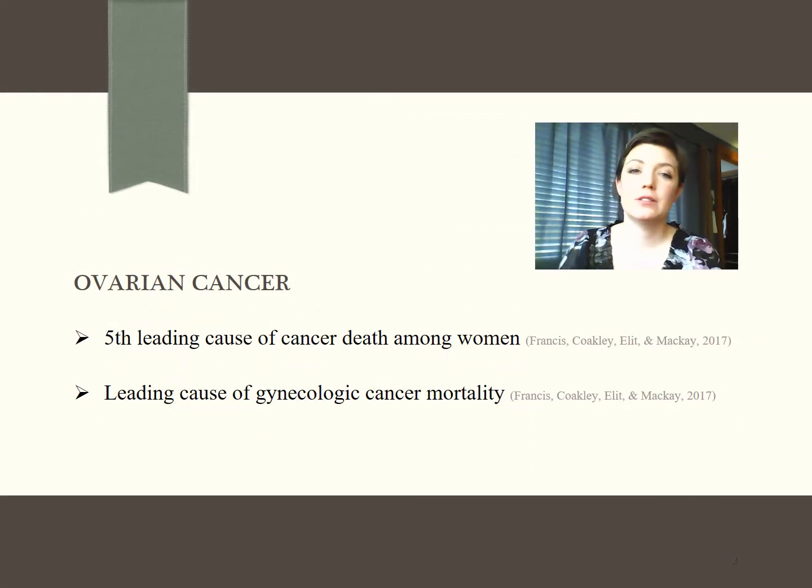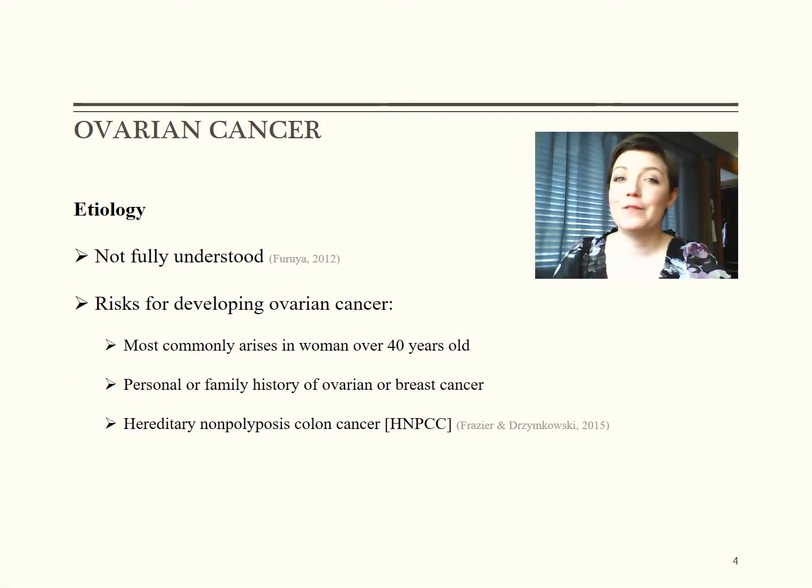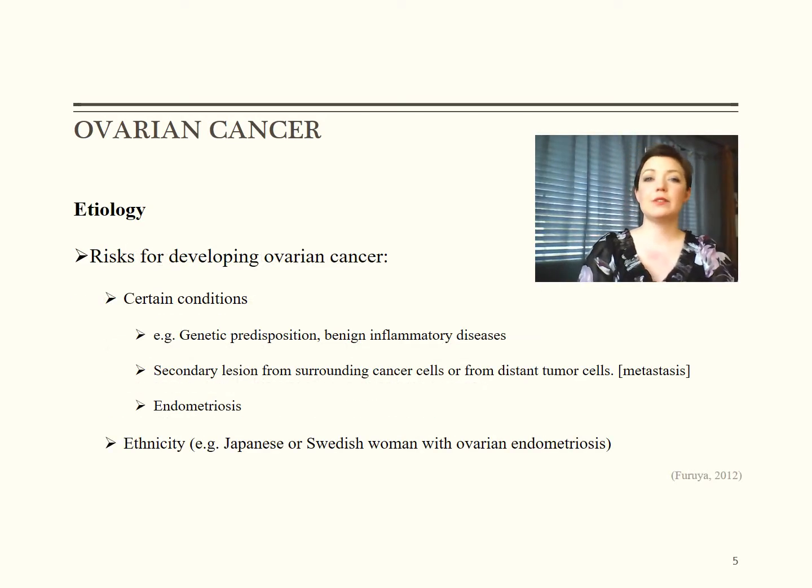Ovarian cancer is the leading cause of gynecologic cancer mortality. It's also the fifth leading cause of cancer death among women. Although we don't fully understand how one develops ovarian cancer, studies have shown that there are some risks. These risks include being a woman over 40, having a history of ovarian or breast cancer, and having non-polyposis colon cancer. Studies have also suggested that certain conditions, such as genetic predisposition for these types of cancers, benign inflammatory diseases, other cancerous lesions present in the body, and endometriosis can all play a role in developing ovarian lesions.